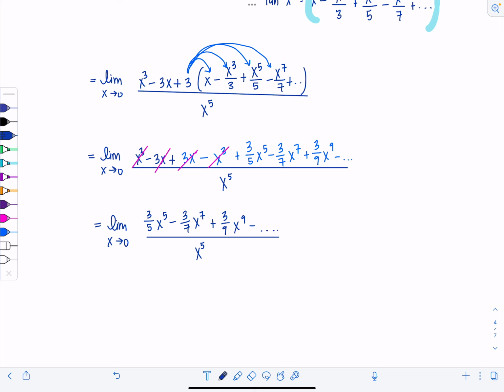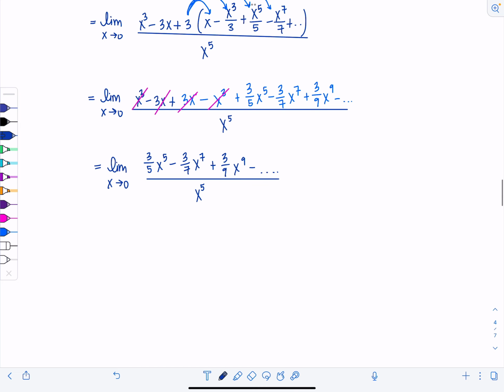So now it's time to just simplify, divide everything in the numerator by x to the 5th. Will it always work out this way? Yes, because someone sits there and artificially manufactures these limit problems, okay? I know. Minus, this is going to be 3/7 x squared plus 3/9 x to the 4th minus blah, blah, blah. And then as the limit, as x goes to 0, we can see that these terms onward and all of the rest encapsulated in the ellipses will also go to 0. So all we're left with is 3/5.